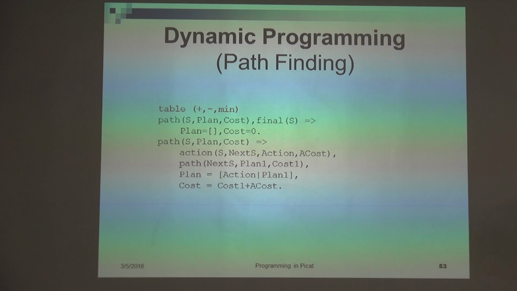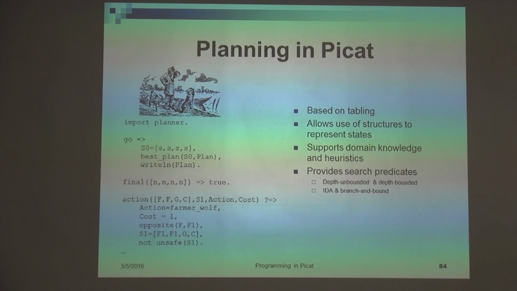This mimics Dijkstra's algorithm for the shortest path problem. But we can use this for general pathfinding problems and also general planning problems actually. So this is the base for the planner. The planner is implemented by using tabling. So here is an example.